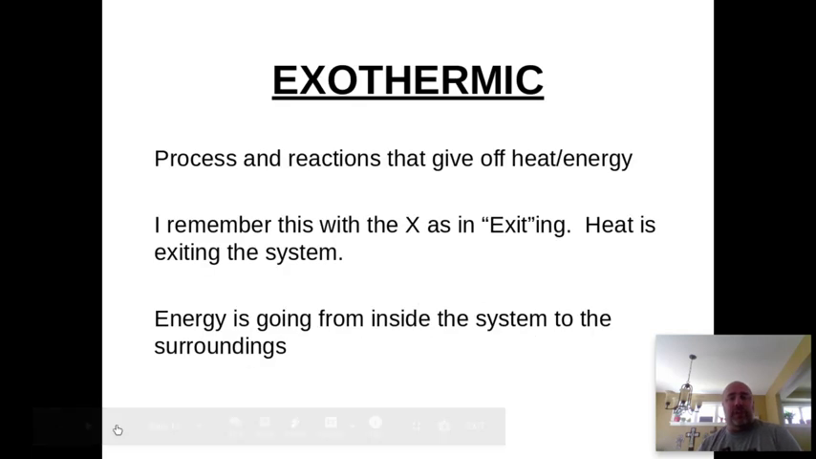So the first thing is exothermic reactions. Here's a definition. This is a process or a reaction that gives off heat. Now, I sometimes use the word heat, sometimes we use the word energy, and heat is the most common form of energy, but it's a process that gives off energy. So if you hear a bang, you see light giving off, that would be exothermic. You set something on fire, you could feel heat given off.